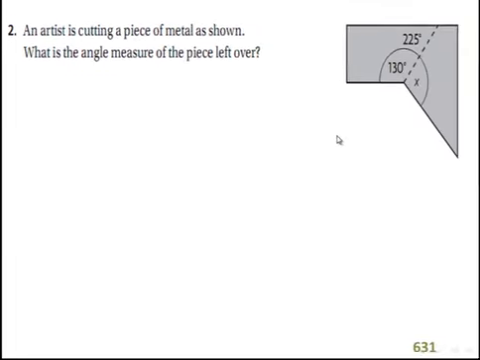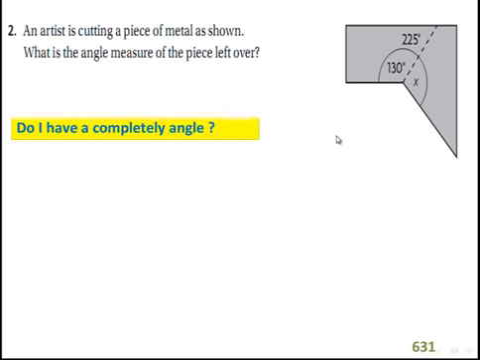Question 2, on page 631 in your homework. Alright, I put it here to make you practice. Please read and answer. An artist is cutting a piece of metal as shown. What is the angle measure of the piece left over? Ask yourself the same questions. Do I have a complete angle? Yes, I have a complete angle, which is 225 degrees.